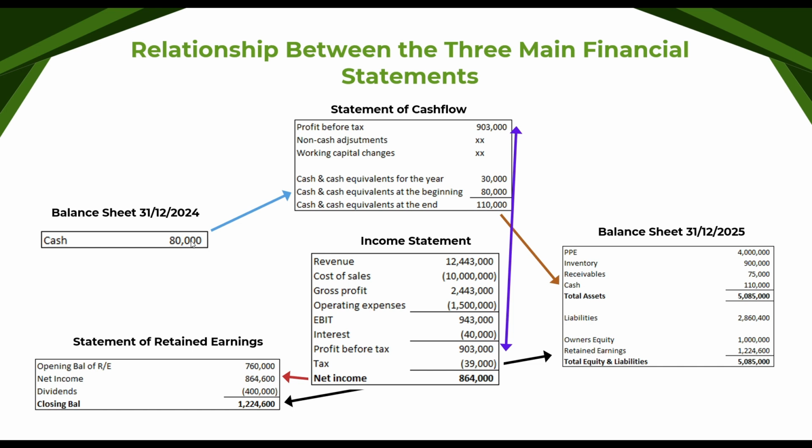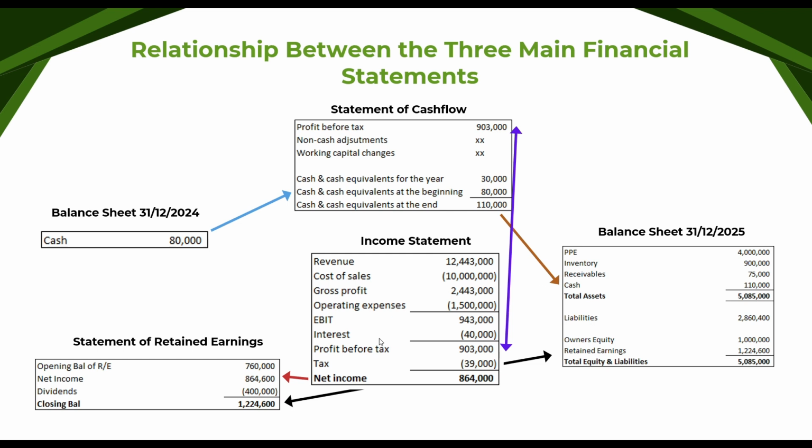This is the closing balance of cash from the prior year, which is 2024. It serves as the opening for the 2025 financials. The addition of these two gives us our cash and cash equivalents at the end of the year. The cash and cash equivalents at the end of the year flow down into the balance sheet at the end of the period. So your statement of cash flow is linked to your balance sheet through your cash and cash equivalents at the end of the year.